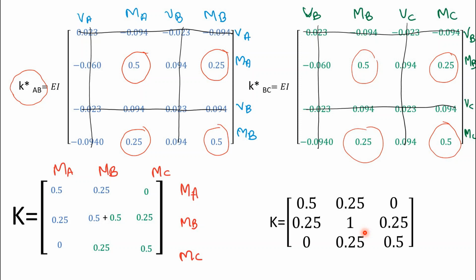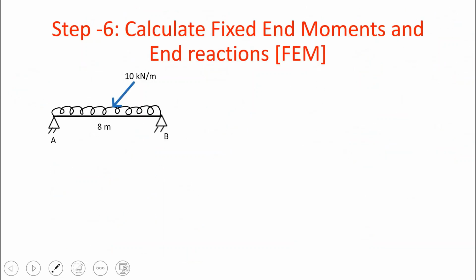Okay. Next, moving to the step number 6, that is to calculate fixed end moment and end reaction. And we know how to calculate reaction RA and RB. Here we have UDL with 10 kN per meter load. So RA and RB will be the half of it. Since it is a UDL, the total load acting at the center will be 10 into 8, that is 80. So RA will be 40, RB will be 40.